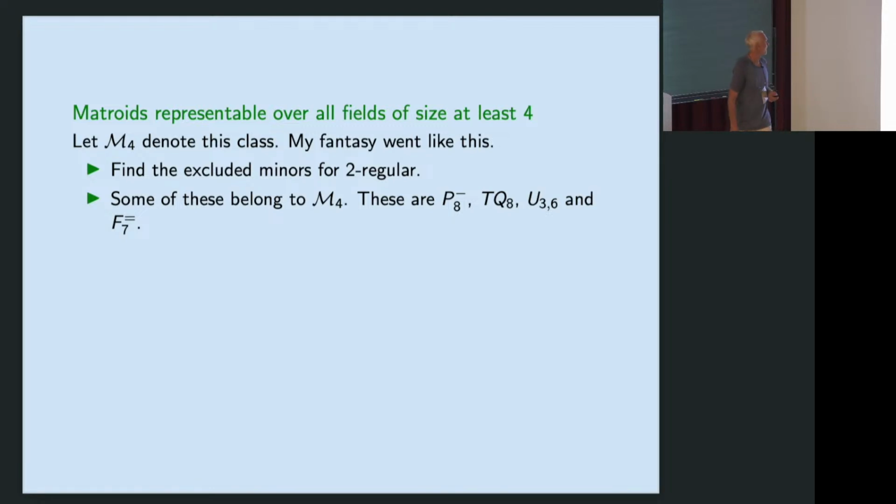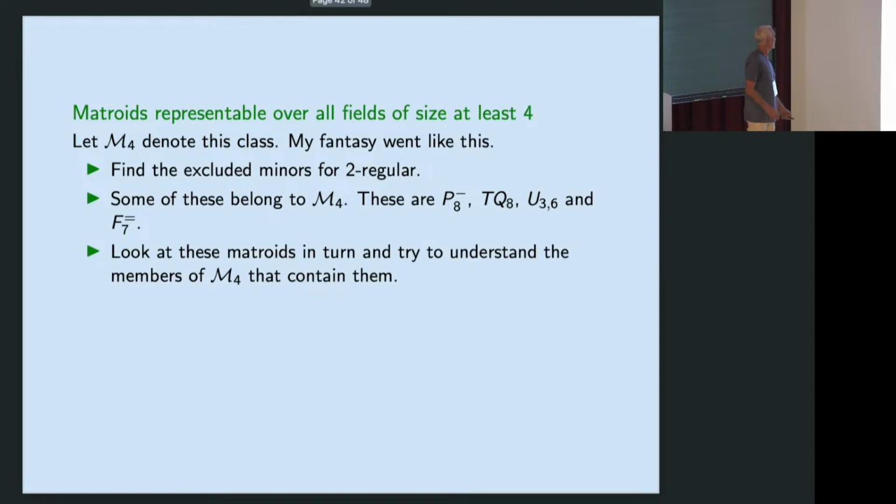I know this because I looked them up when I was preparing this talk. My fantasy was that the matroids representable over those fields are probably not much bigger than 2-regular. You've probably just got these thin classes sitting out of 2-regular. So the idea is you look at each of those matroids, understand the members of M4 that contain them, and then you've got an understanding of M4. And maybe they lead to thin classes.